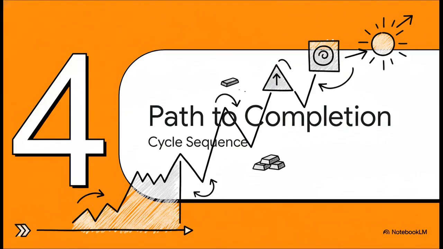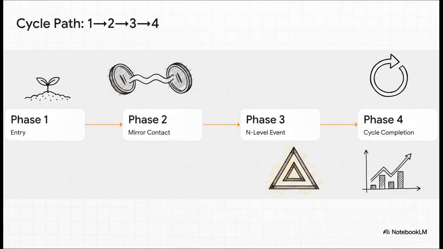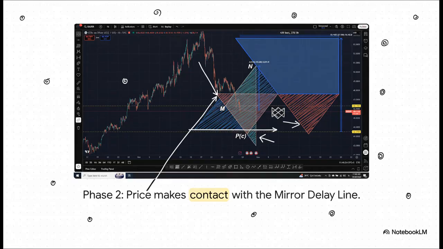So we have our entry points, we have our potential targets. Now let's take a look at the documented roadmap, how this cycle is actually expected to play out from start to finish. The journey follows a pretty defined 4-phase sequence. It all starts with phase 1, the entry, which we've just covered. From there, the model anticipates phase 2, something called a mirror contact. After that comes phase 3, an N-level event, before it finally hits the last step, phase 4, which signals that the cycle is complete.